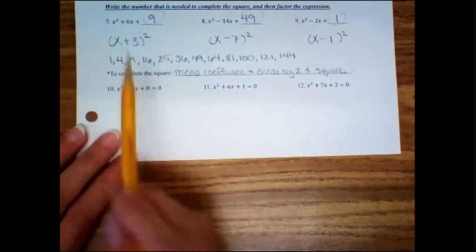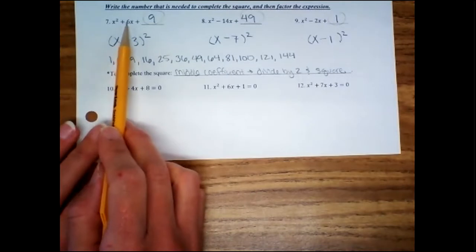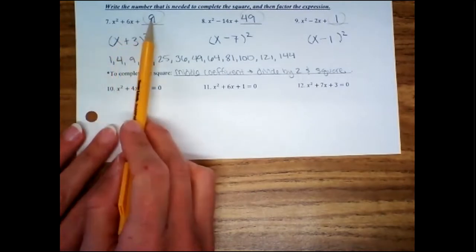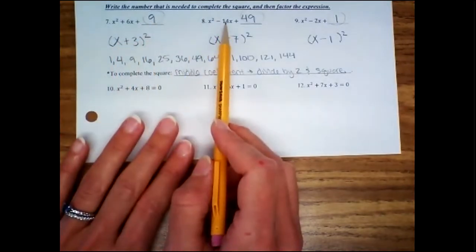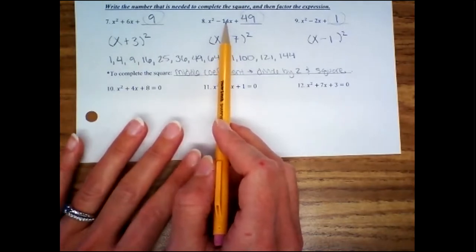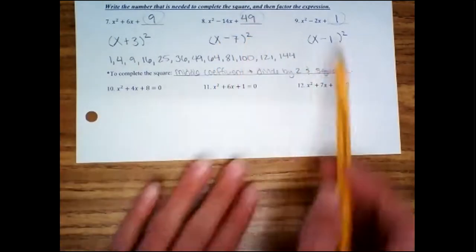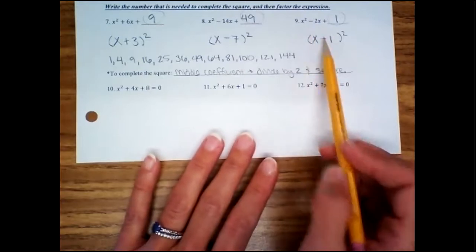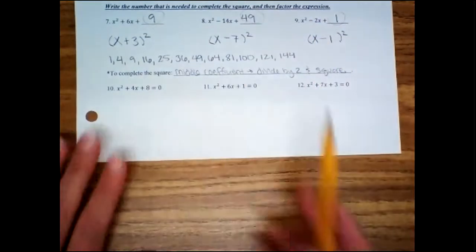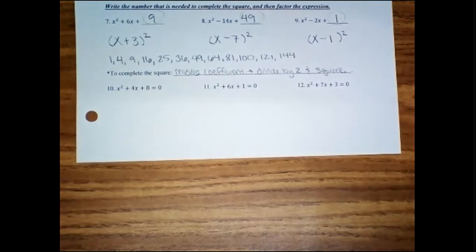But here's what you did. You took this 6, divided it by 2, that's 3, and then 3 squared is 9. Same thing here, 14 divided by 2 is 7, 7 squared is 49. 2 divided by 2 is 1, 1 squared is 1. So that's what you're doing. You take your middle coefficient, divide it by 2 and square it.